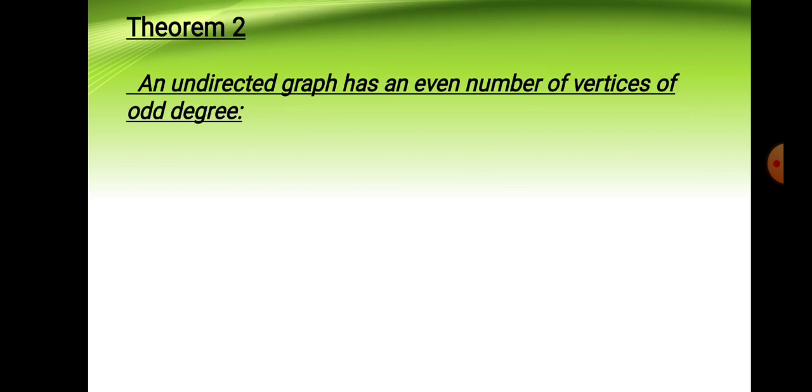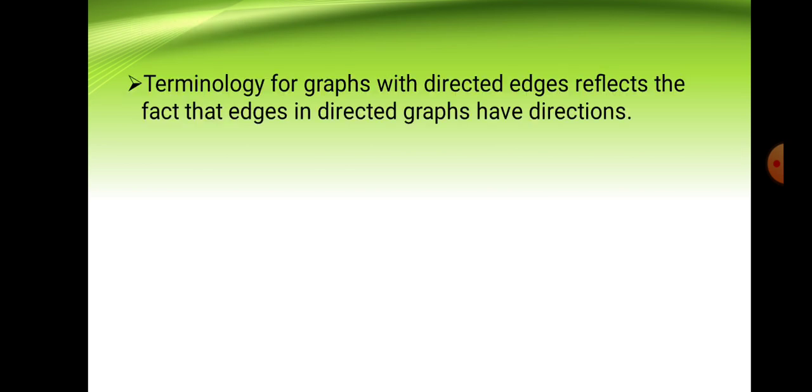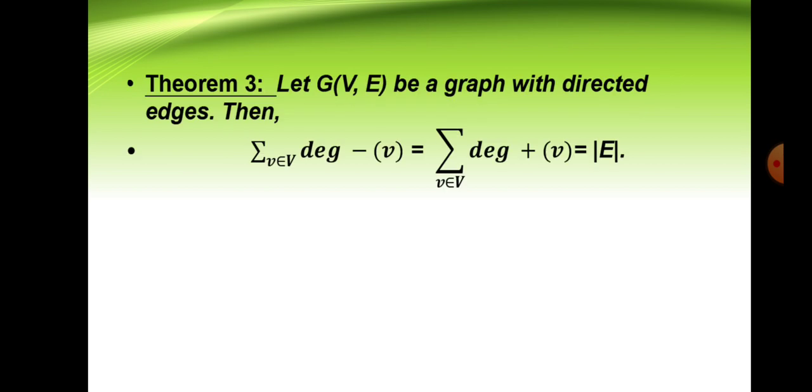Theorem 2. An undirected graph has an even number of vertices of odd degree. Terminology for graph. Directed edges reflect the fact that edges in a directed graph have directions. Theorem 3. Let G = (V, E) be a graph with directed edges. Then it is represented as shown below.